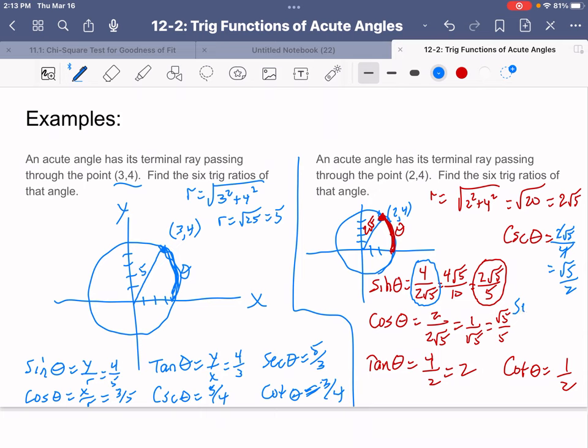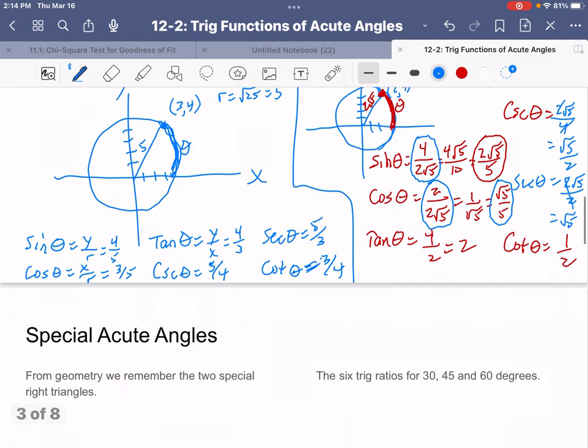And then the secant of theta, don't flip this one, come back and flip this one, and you have 2 root 5 over 2, and the 2's cancel and you just have the square root of 5. Okay, so be aware of problems like that. It just helps you practice your 6 trig functions. Sine is y over r, cosine is x over r, etc., etc. You've got to memorize that.